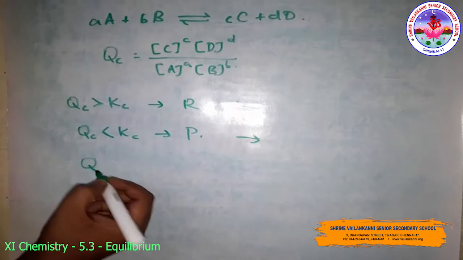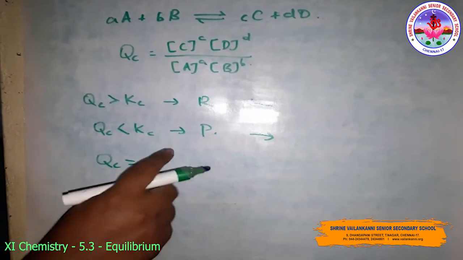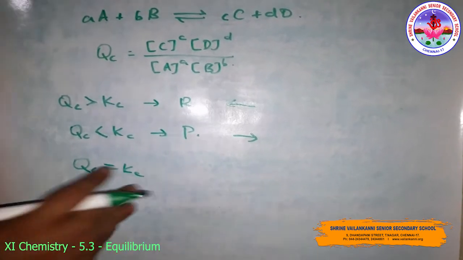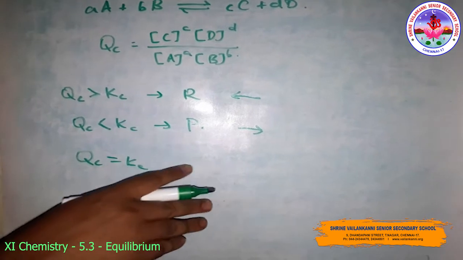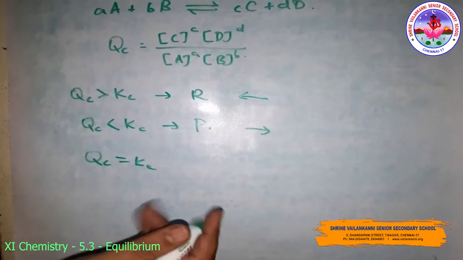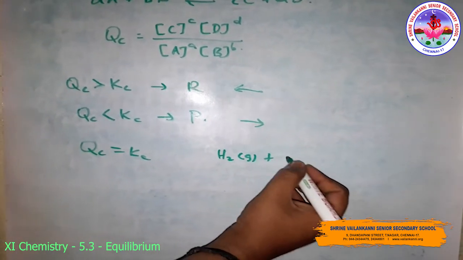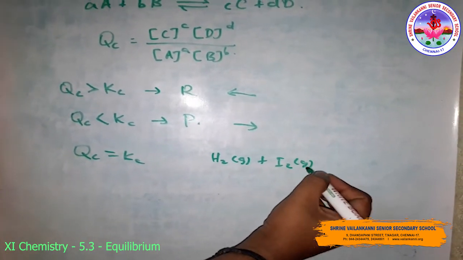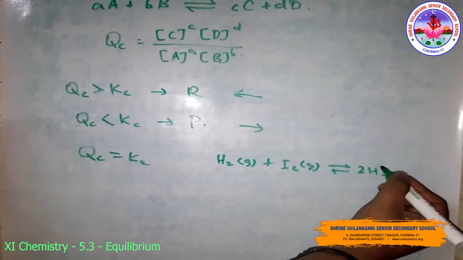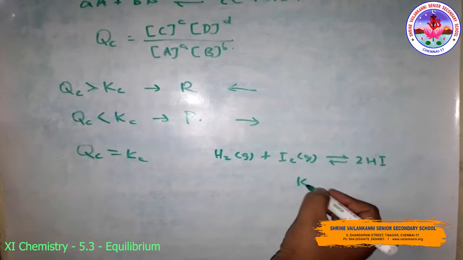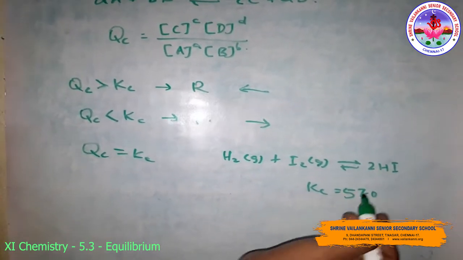Suppose Qc is equal to Kc, that means the reaction mixture is already at equilibrium. So it has attained equilibrium, and there is no product or reactant side. The example is H2 gas plus I2 gas forming 2HI, where Kc is 57.0 at 700 Kelvin.